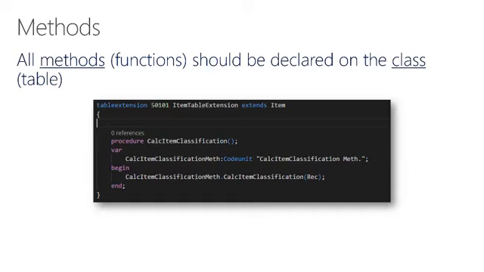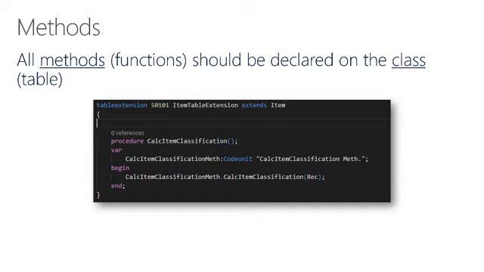If we have to do some maintenance on the item classification logic, we have a single object, that codeunit, and all the logic related to calculating that classification is part of that single codeunit. So any maintenance that's done to that method has to be done in just one single place.